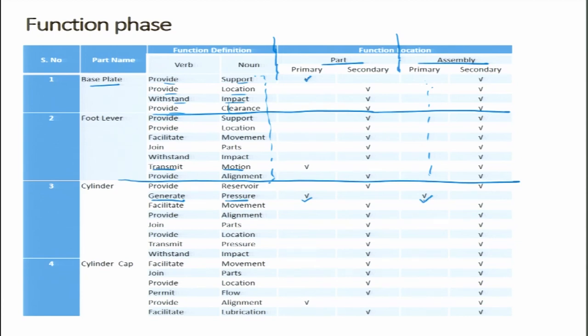So, whenever there is a component or a part in which the primary function is the one that is the primary function for the product, that would remain the basic function of the component itself. So, we will see that wherever we have generate pressure, that would be the primary function for both the part and assembly. Okay.